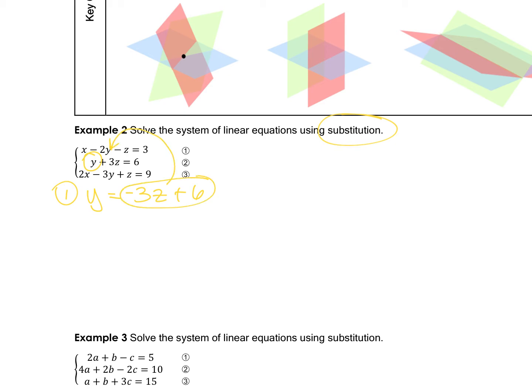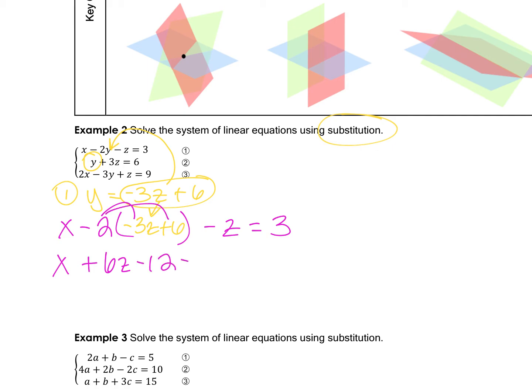It has to be the first equation or the third equation. So I'm going to substitute that in. So I have x minus 2 minus z equals 3. In place of that y, I'm inserting what it equals, negative 3z plus 6. So I'm going to distribute. That's going to give me plus 6z minus 12 minus z equals 3.